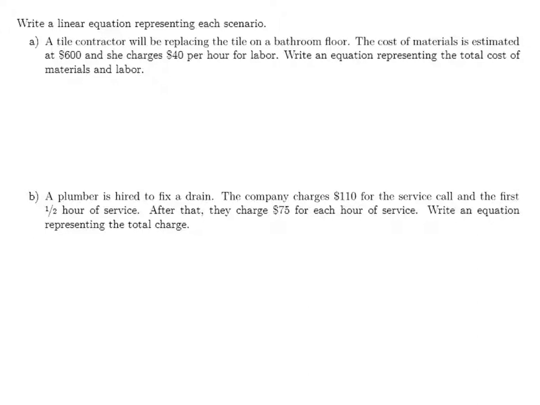As our first step, we'll want to define the variables that we'll use. I'm going to use C for cost and H for the number of hours. So I'll state, let C be the total cost, and those units are dollars. Let C be the total cost in dollars, depending on how many hours of labor there are. So let C be the total cost in dollars for H hours of labor.